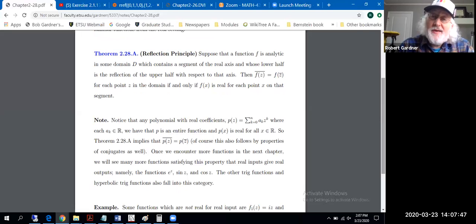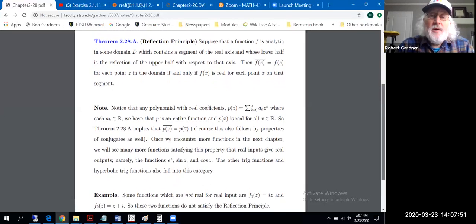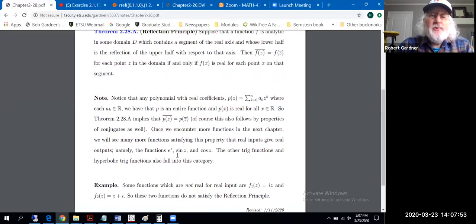And we still don't have that many functions, but some of the functions we'll have will be polynomials, exponentials, sines and cosines, hyperbolic sines and cosines. All these functions, if we have real coefficients in the polynomials, we certainly have real coefficients in the power series for the exponentials and the trig functions, then these are examples to which the reflection principle applies. That's basically the content of the next note.